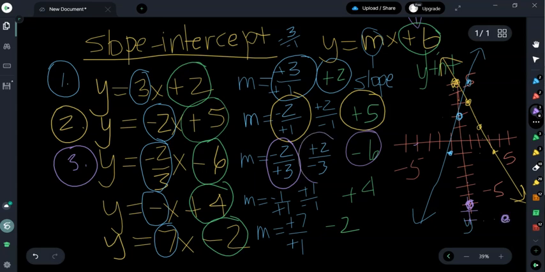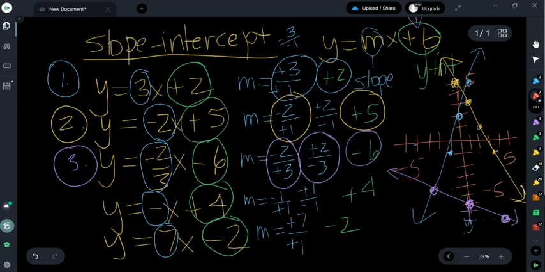Now remember, I told you that's the same as going up 2 and to the left 3. So my line looks like this. And again, do you see how line number 2 and line number 3, these two guys both have negative slopes? So they're both slanting to the negative side. So let's look at the next line.